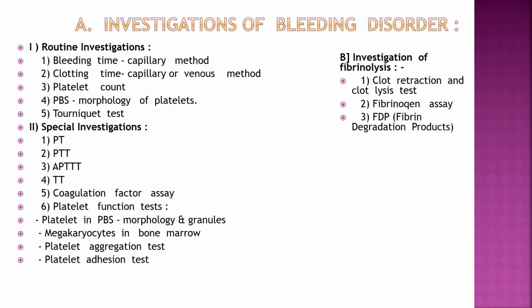So you can see morphology of platelets in peripheral blood smear. Then megakaryocytes can be seen in bone marrow aspiration or biopsy, and then platelet aggregation test, platelet adhesion test. So these are all special investigations for the investigation of bleeding disorders. And there can be investigation of fibrinolysis. So these are clot retraction and clot lysis test, fibrinogen assay, and FDP, that is fibrin degradation products.